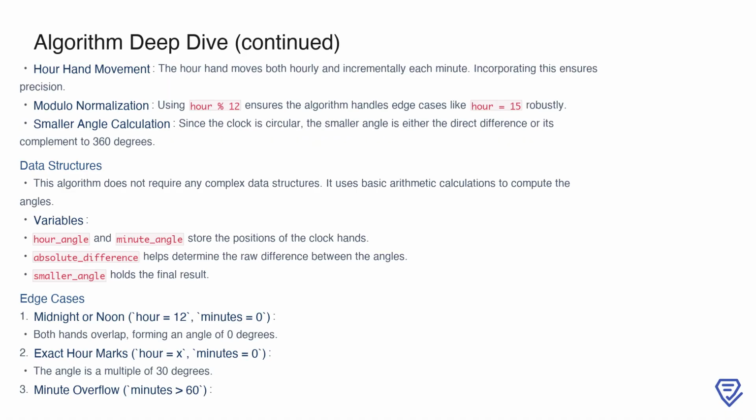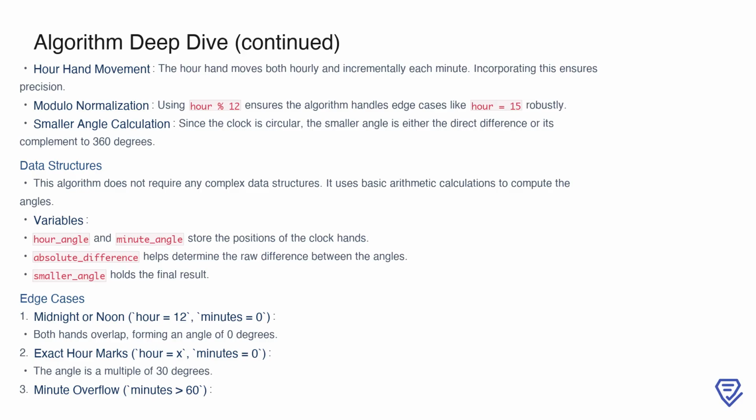Let's take a moment to highlight some key aspects of this algorithm. First, the hour hand moves incrementally based on both the hour and the minutes, which is why we include the minutes * 0.5 term in its calculation. This ensures that the hour hand's position is calculated with precision. Second, normalizing the hour input using hour % 12 is critical for handling edge cases, such as when the hour input exceeds 12. Third, calculating the smaller angle by considering the minimum of the absolute difference and its complement to 360 degrees accounts for the circular nature of the clock.